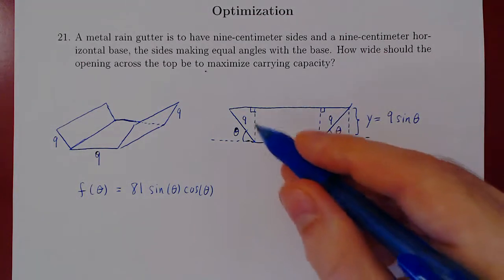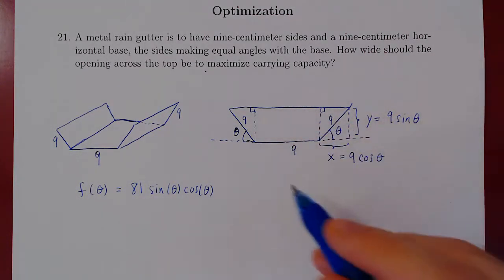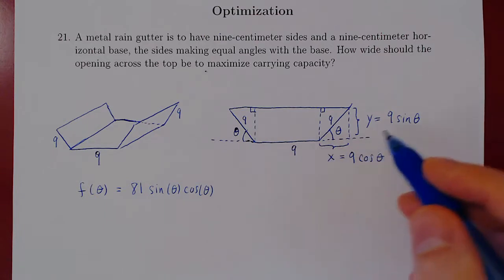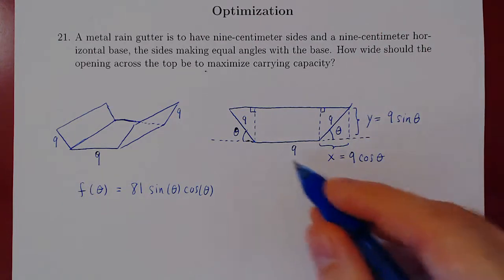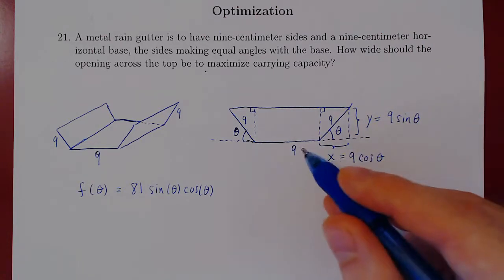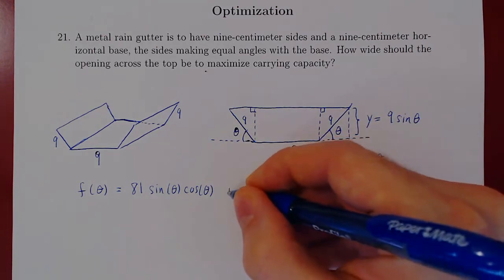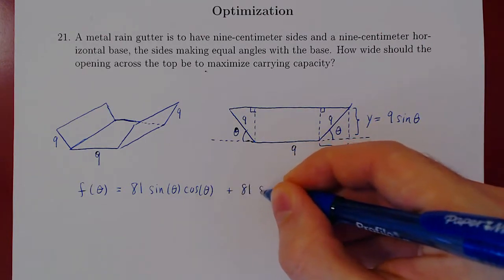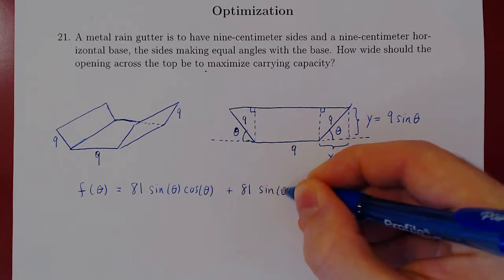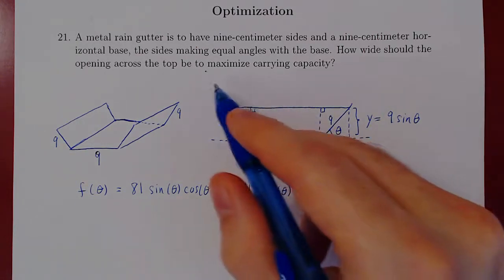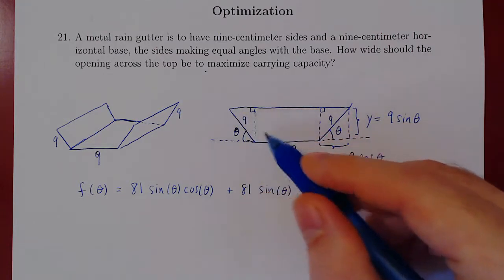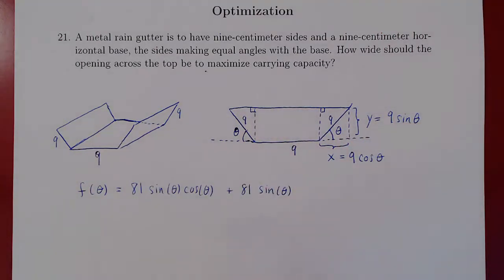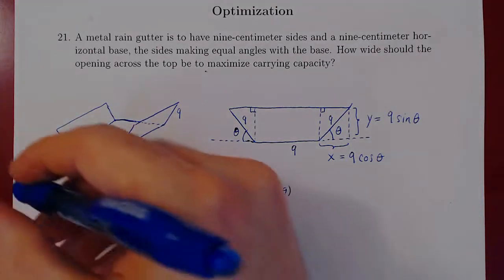But now we're missing the area of the rectangle, but it's the base times the height. The base is 9, the height is 9 sine theta, so we get 9 times 9 sine theta, that's 81 sine of theta. And we want to maximize carrying capacity, therefore maximizing the area of our trapezoid, the cross-section of our gutter, and so we want to maximize our function of theta.